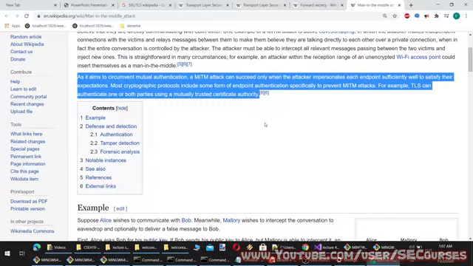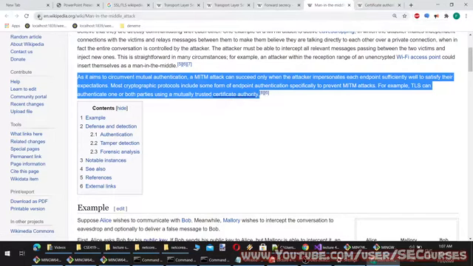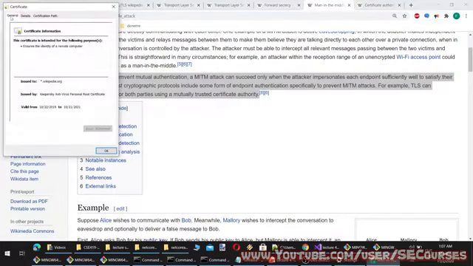Most cryptographic protocols include some form of endpoint authentication specifically to prevent MITM attacks. For example, TLS can authenticate one or both parties using a mutually trusted certificate authority. So certificate authority is really important. For example, here you see my certificate is valid, issued to Wikipedia, issued by Kaspersky Antivirus Personal Root Certificate. Since I use Kaspersky, it validates the certificate.